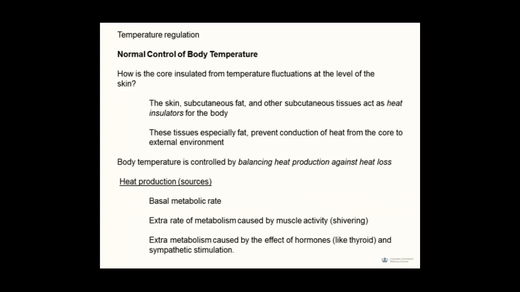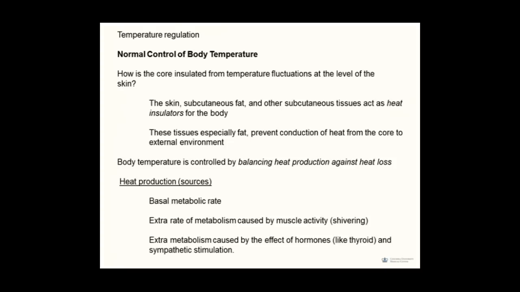And the sources of heat production is basal metabolic rate, okay, and then any extra metabolism caused by things like muscle activity or extra metabolism caused by the effects of hormones, okay, or sympathetic stimulation. So the way that we generate heat in our body is through metabolism. Basal metabolism, and then any extra metabolism on top of that.